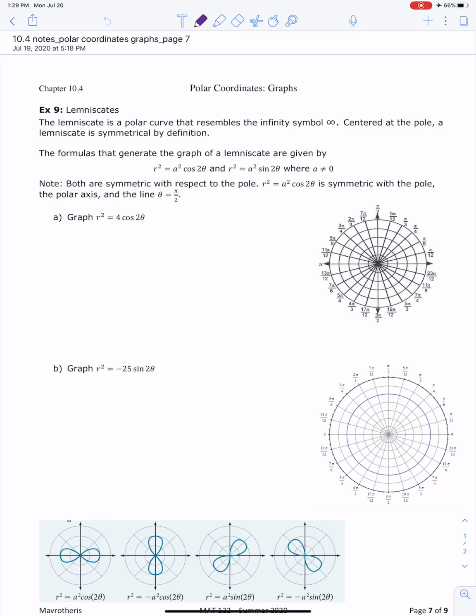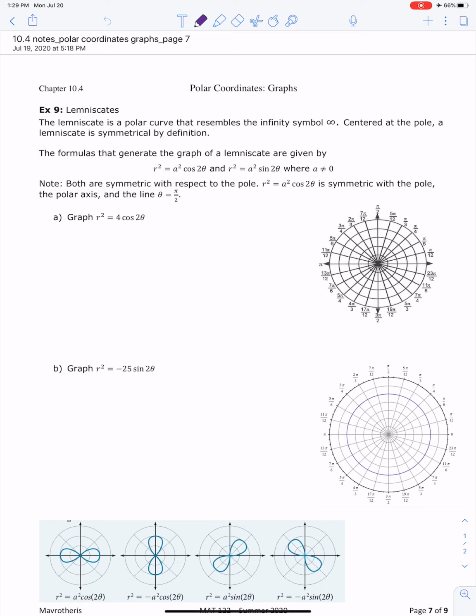10.4 notes, polar coordinate graphs, page 7. And so now we are on example 9, the lemniscate. This is a polar curve that resembles the infinity symbol or an 8. It's always centered at the pole, so it is going to be symmetrical by definition. I want you to take a look at how this is generated though.